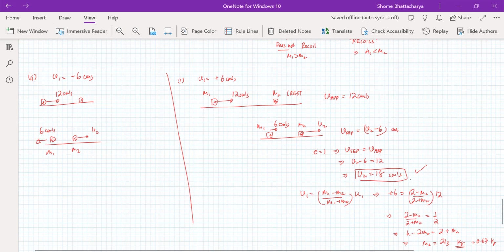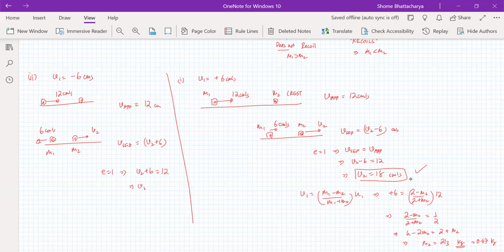Okay, so in this case, again, you can see that the approach velocity is 12. The separation velocity is now v2 plus 6 because they're in opposite directions. So E is equal to 1 means that v2 plus 6 is equal to 12. So in this case, v2 is 6 centimeters per second, because v1 with sign convention is minus 6 centimeters per second. And now we can use either of the two formulae.